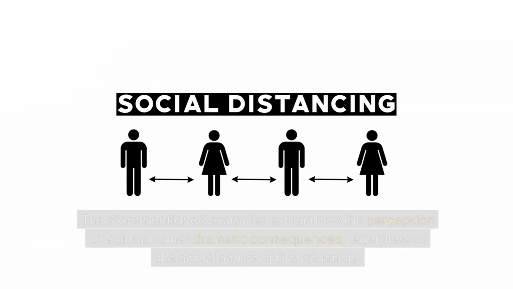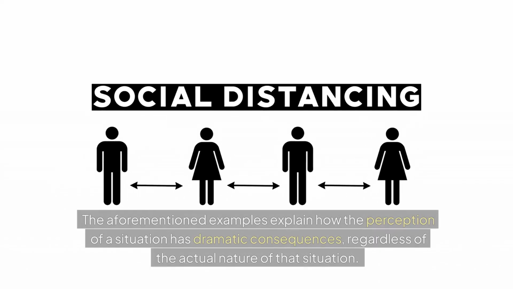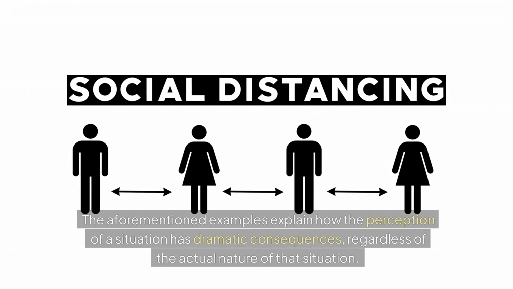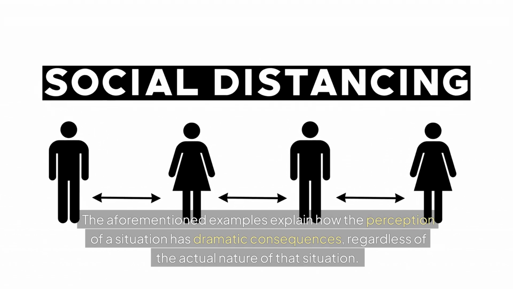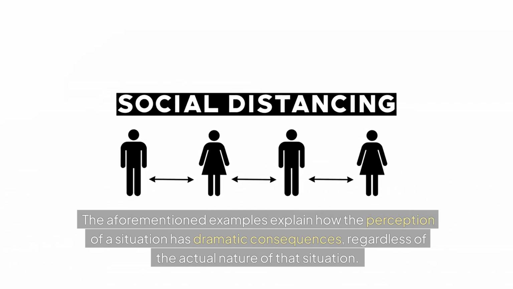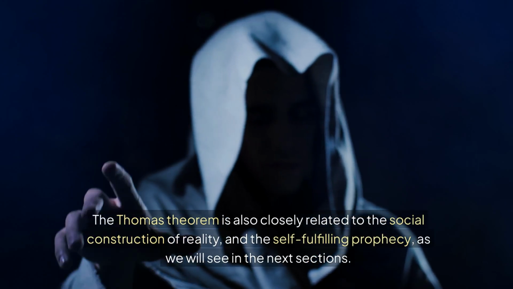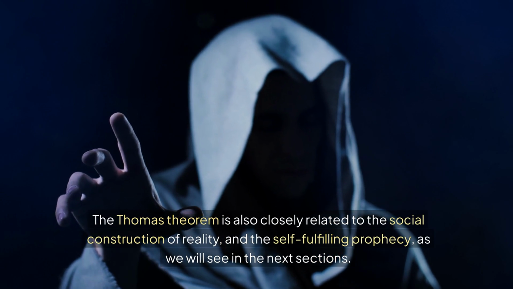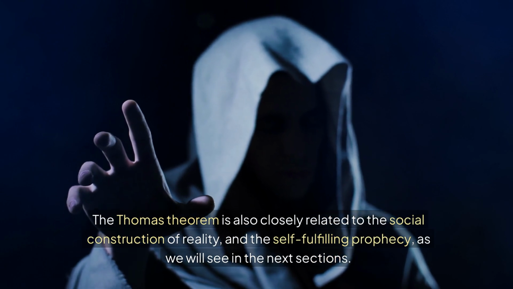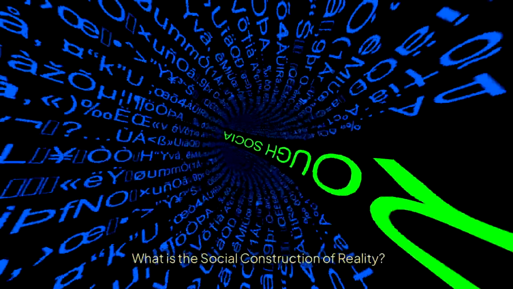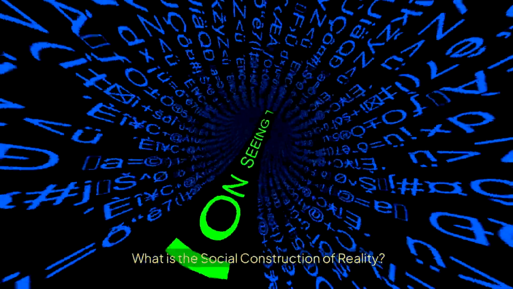The aforementioned examples explain how the perception of a situation has dramatic consequences, regardless of the actual nature of that situation. The Thomas theorem is also closely related to the social construction of reality, and the self-fulfilling prophecy, as we will see in the next sections. What is the social construction of reality?